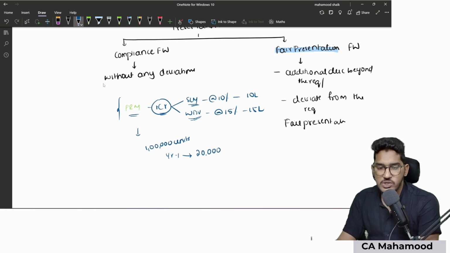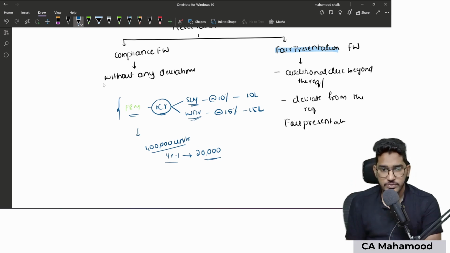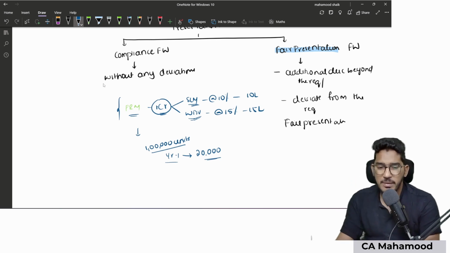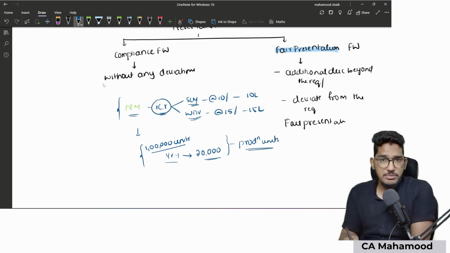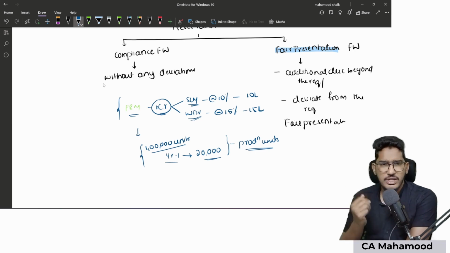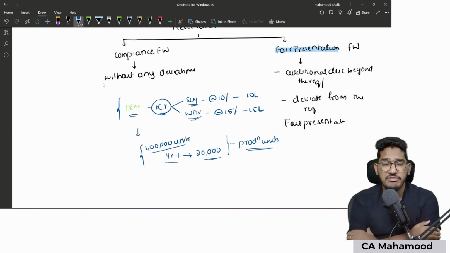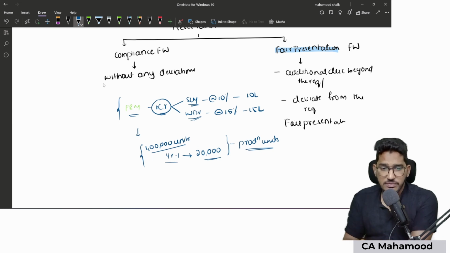The total capacity is 1 lakh units. But in year 1, the company has already used that machinery to produce 20,000 units. So if you observe carefully here, by looking at the usage of the machinery, one more method of depreciation will be appropriate here, which is the production units method. Yes or no? Why? Because the production units method reflects the actual consumption pattern.